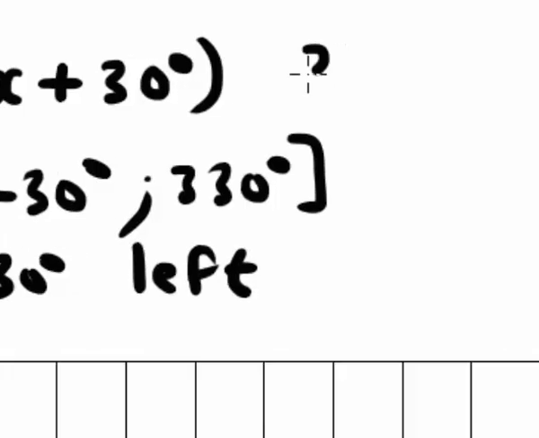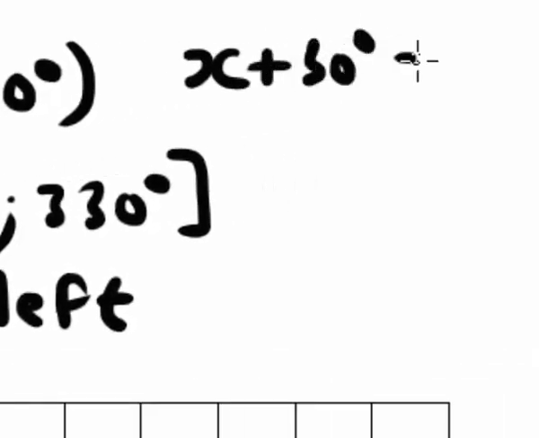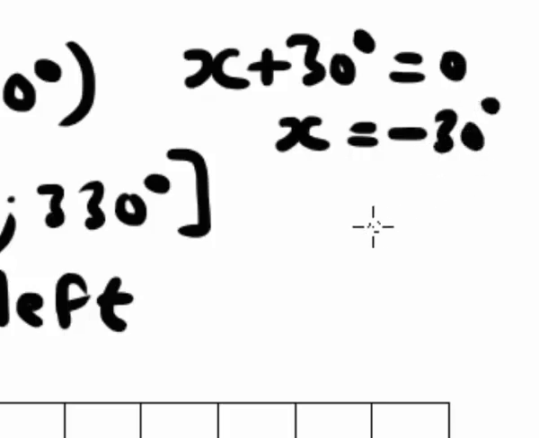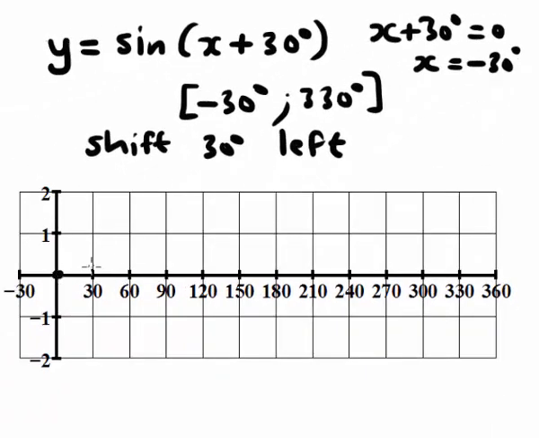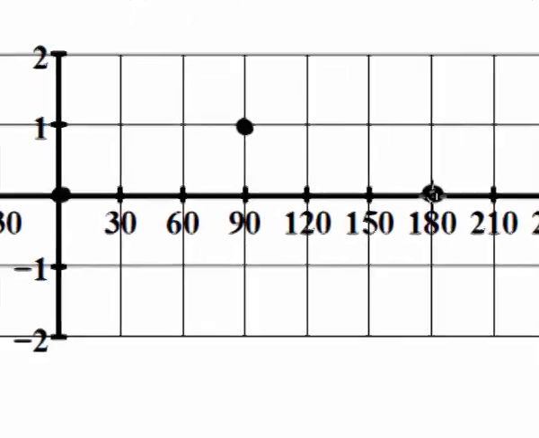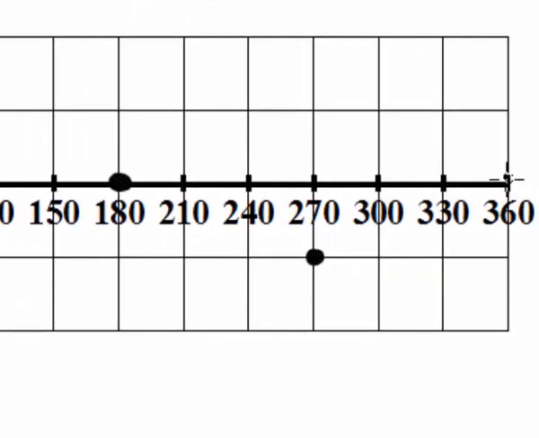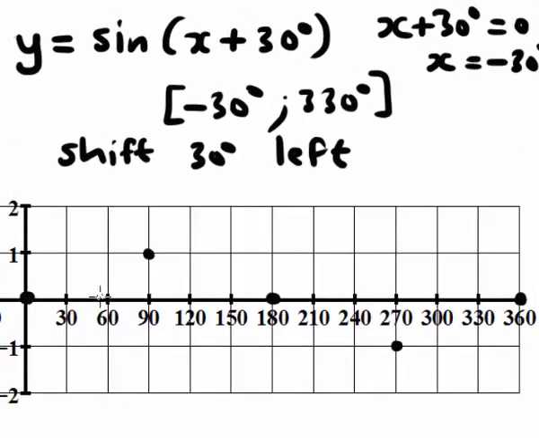How I do it is I put the x plus 30 equal to 0 like I do with the parabolas and the other graphs, and I get x is minus 30. So in other words, if you take your basic sine curve, let's just draw it in quickly and see what happens to our critical points there. Okay, so here's your basic sine curve, and let's draw it in there.